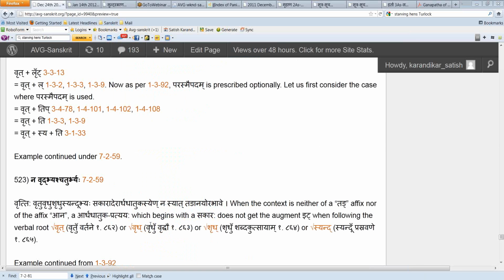When is that? Same condition: sakaradau ardhadhatukasya. Then tanganava bhave. See, now you know how deep you are getting in this idagama prakarana. It is a very specific rule for only these four dhatus: vritu, vridhu, shrudhu and syandu. They do not allow idagama if the following pratyaya is sakaradi ardhadhatuka pratyaya and atmanepadam is not there. What do we have right now? We have vrit syati. By 1392, parasmaipadam was optional. We are looking at the case right now, parasmaipada paksha. Parasmaipadam is being used, we have tip here. So there is no atmanepadam.